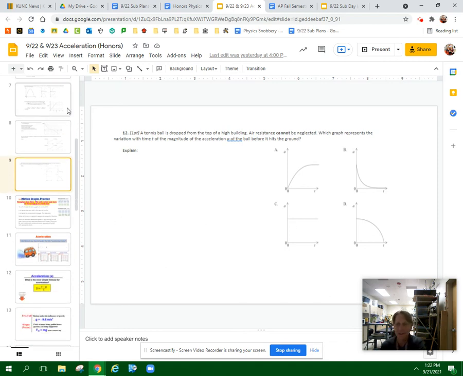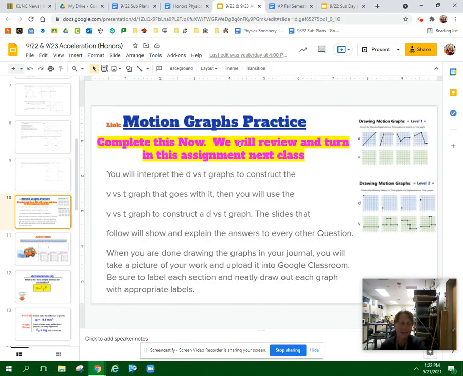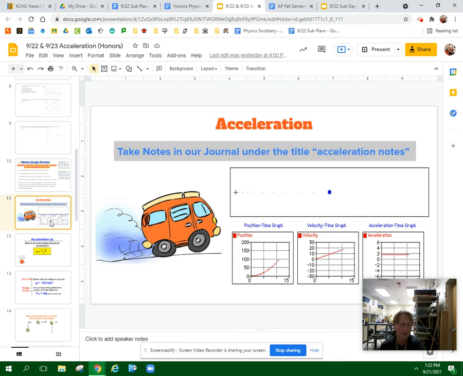All right, once you've reviewed these with your partners and you feel like you've got a good place, go on to the motion graphs practice. This goes into your journal. We discussed this one last time, so I'm just going to let you guys do it, finish all the questions right here, and then go with your table into the acceleration lesson.